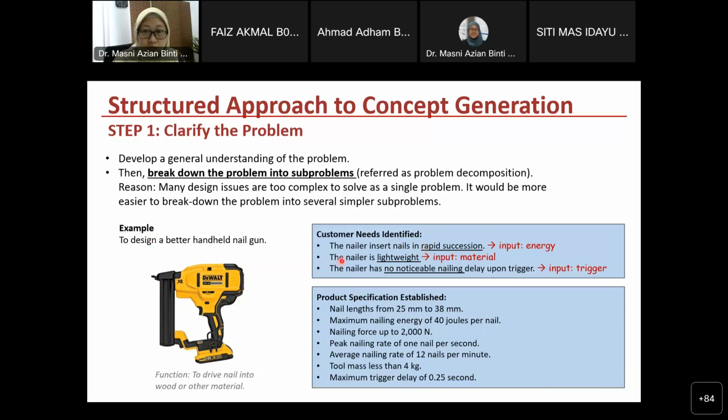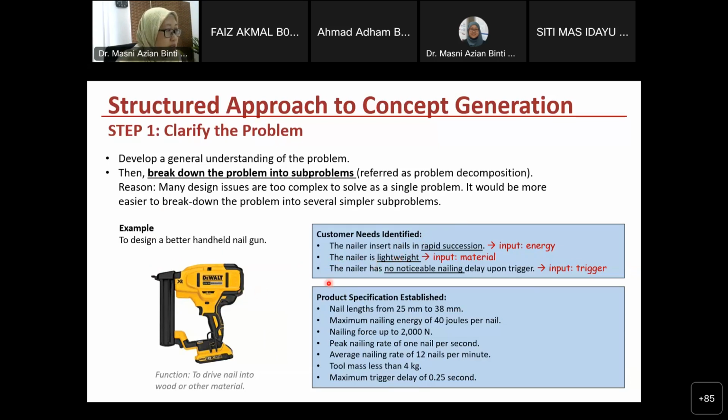The second one is that they want the nail gun to be lightweight because this nail gun is handheld. If it is handheld, it will be mobile. If you want to carry around the machine and it is too heavy, it will be very difficult for you to operate the machine. So that is why the second need is that they want it to be lightweight.